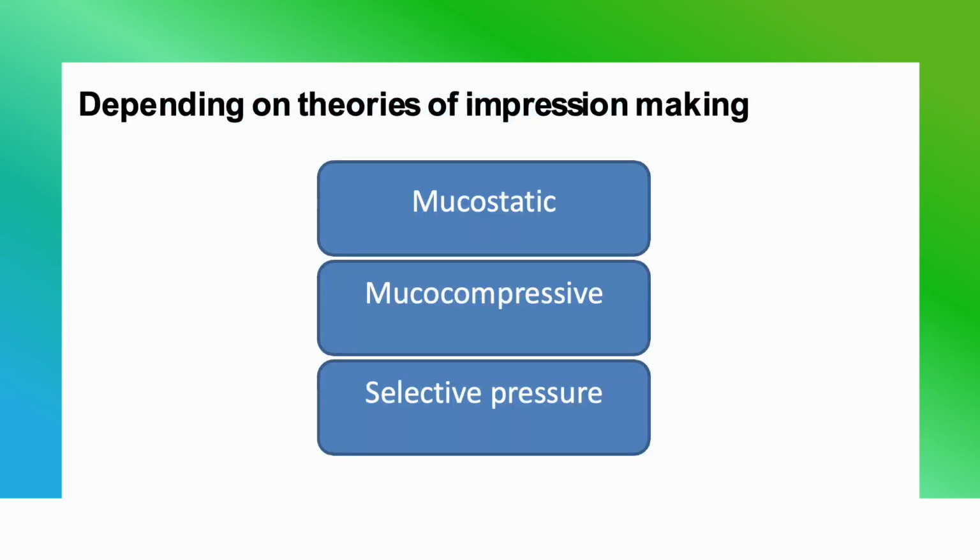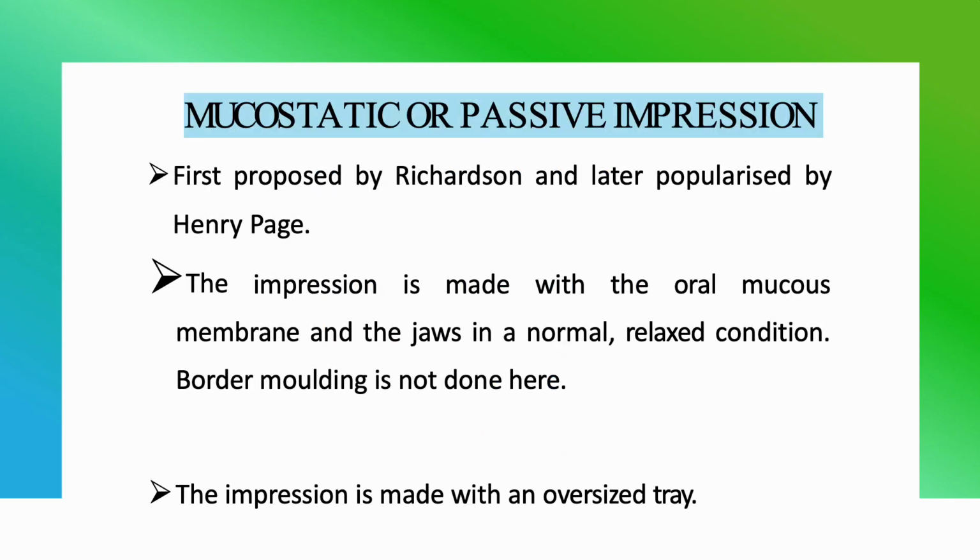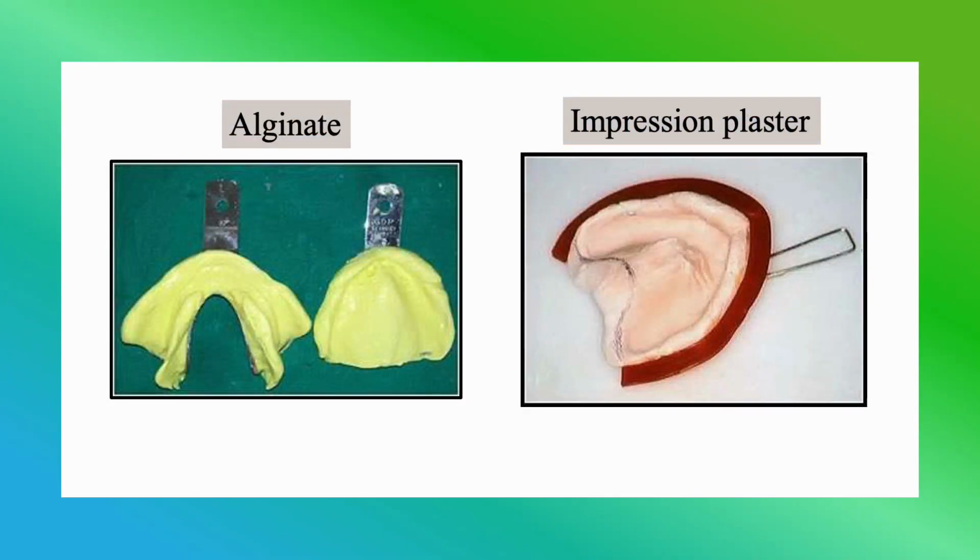Depending on the theories of impression making, we classify CD impressions as mucostatic, mucocompressive and selective pressure. Coming on to the first technique, which is mucostatic or passive impression technique, it was first proposed by Richardson and later popularized by Henry Page. The impression is made with oral mucous membrane and jaws in normal and relaxed condition, and border molding is not done here. The impression is used with an oversized tray, and the materials that are used with mucostatic impression are alginate and impression plaster.